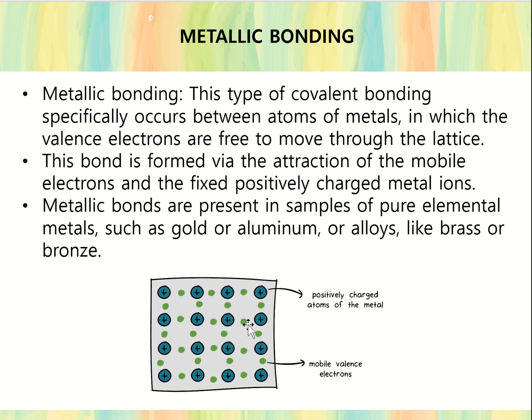And so metallic bonds are present in samples of pure metal, elemental metals such as gold or aluminium, or alloys, which are like a mixture of metals. So this is where you have these positively charged metal ions and the mobile or delocalized valence electrons forming a metallic bond. And as we said, it's an intramolecular force of attraction.